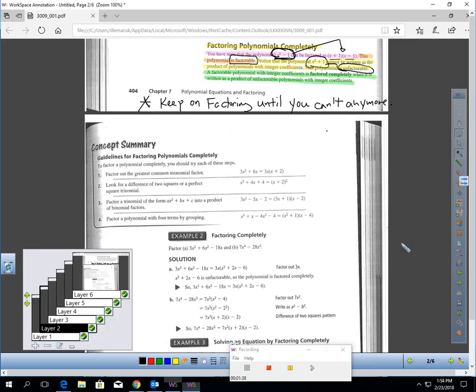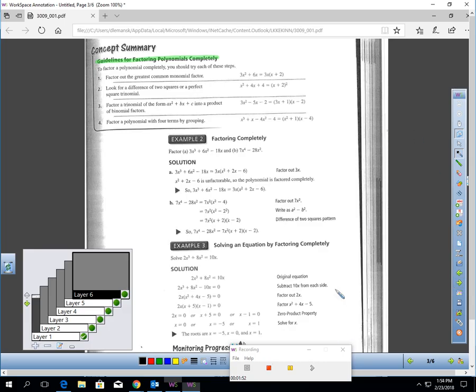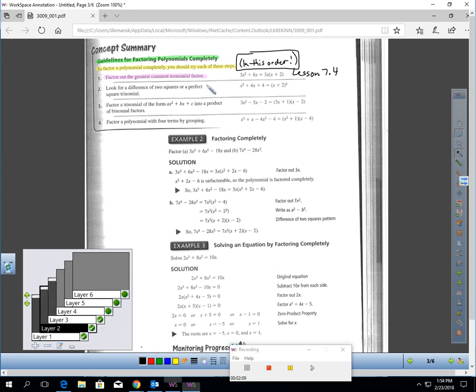Now, there are some steps to doing that, and they're listed here on the next page. To factor completely, you should try each of these steps, and I made a little note here. You should do it in this order. So when you factor, here's the first thing you should do. Find a greatest common factor, if any. That was lesson 7.4. Greatest common factor. If you can pull out a common factor, you see an example here, you always look for that first. Now, after doing that, look for one of the two shortcuts, the difference of squares or the perfect square trinomial. You learned that in lesson 7.7.